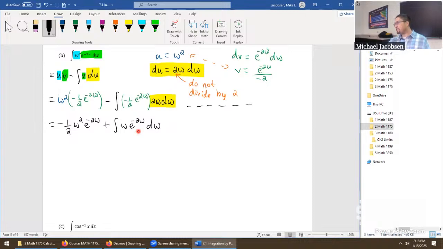Let me put a little border here to say the differentials that we saw up here are now out of the scope of what we're about to do in the further steps below. But if this process worked the first time, it ought to work the second time. The only difference now is that u is just going to be w to start, not w squared. dv is just going to be all of this right here, e negative 2w dw.